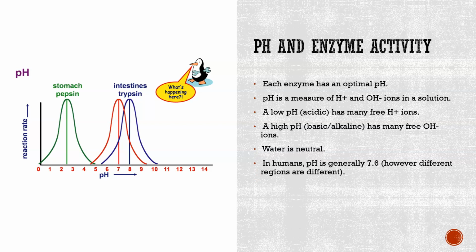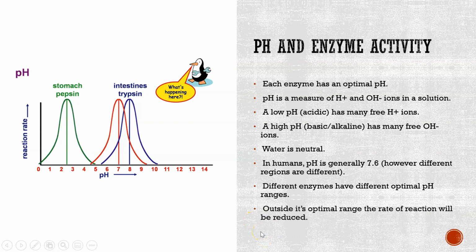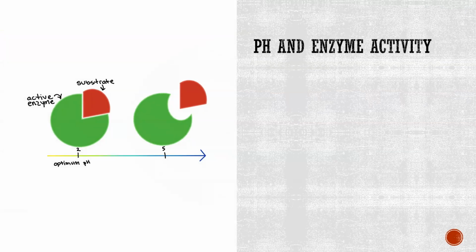In humans, pH is generally around 7.6. However, different regions may have different pHs. Okay, so if you think in the stomach, you'll be looking at a highly acidic environment. Different enzymes have different optimal pH ranges. So, for example, stomach pepsin that we've got here has an optimal pH of about 2.5, sorry, pH 2.5. Whereas trypsin in the intestines has an optimal pH of 8. So it just depends on the role of the enzyme. Outside its optimal range, the rate of reaction will be significantly reduced.